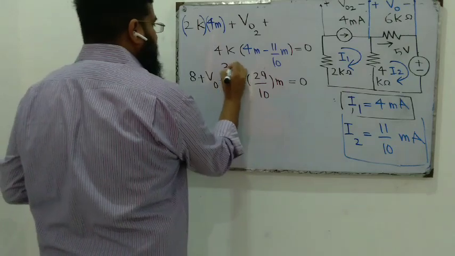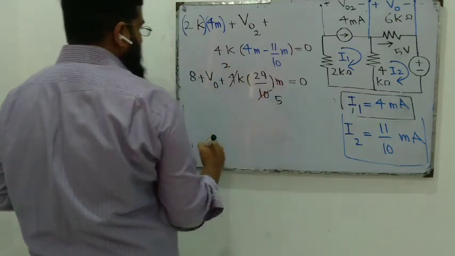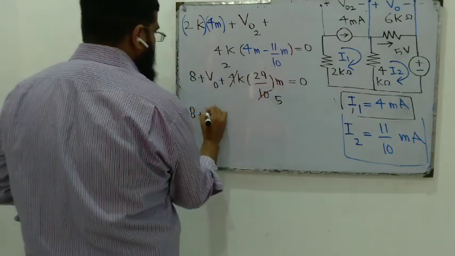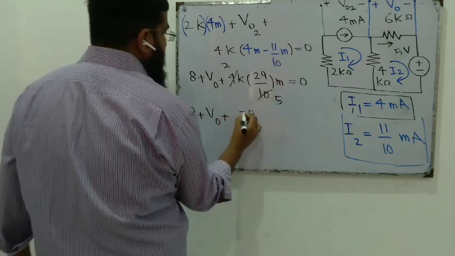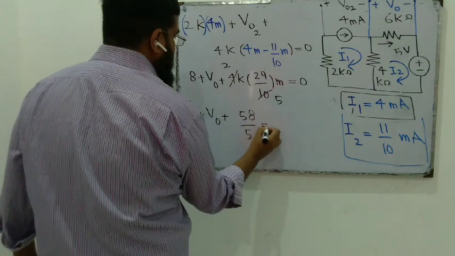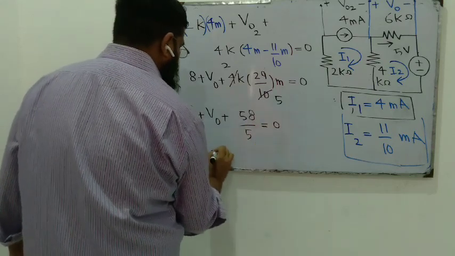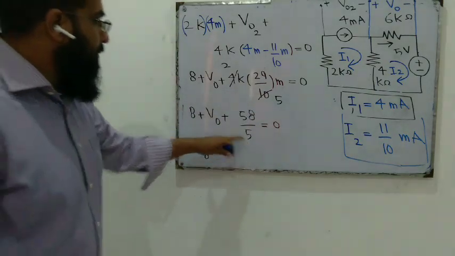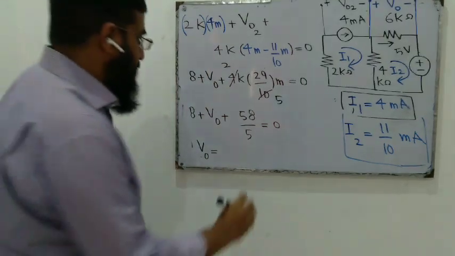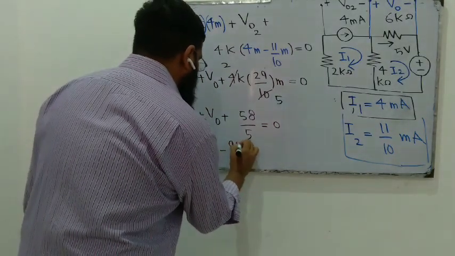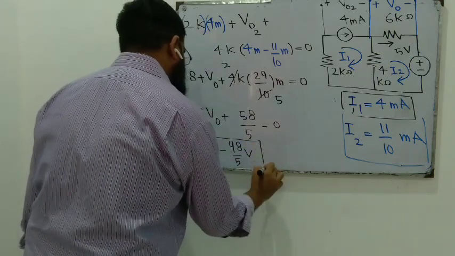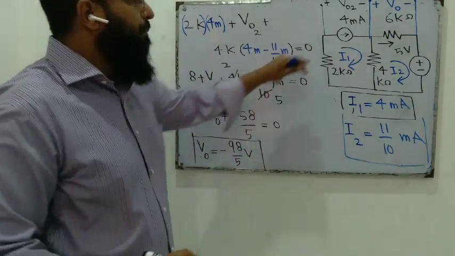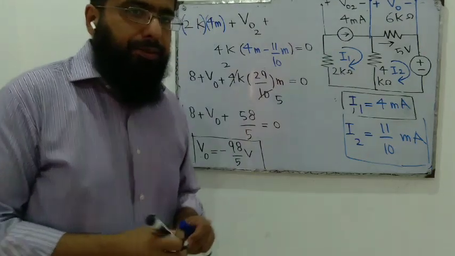So 2 twos are 4, 2 fives are 10. So this is 8 plus V out 2 plus 9 twos are 18, 58 over 5 is equal to 0. Solving this, taking all the constant terms to the other side, the answer is minus 98 over 5. So this is the voltage drop across this 4 milliampere current source.